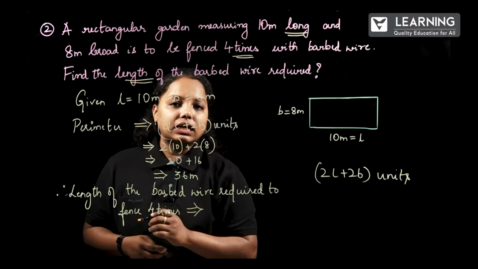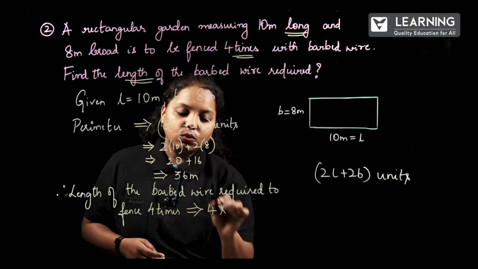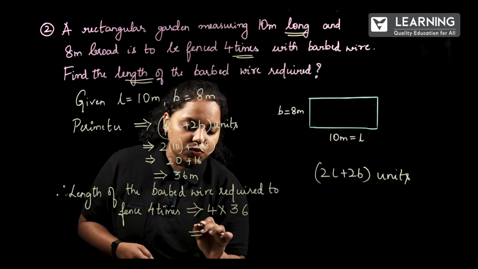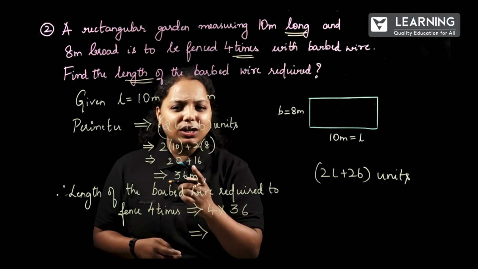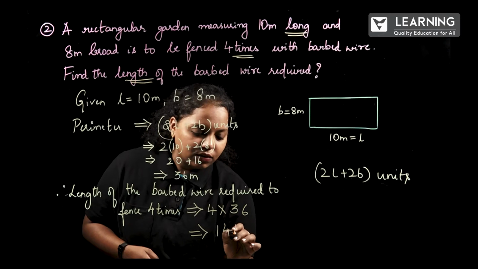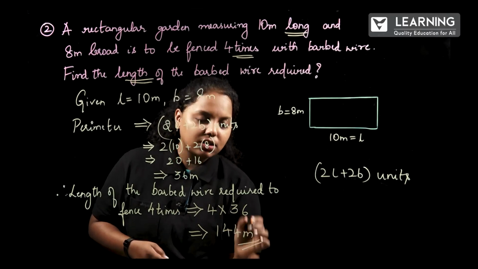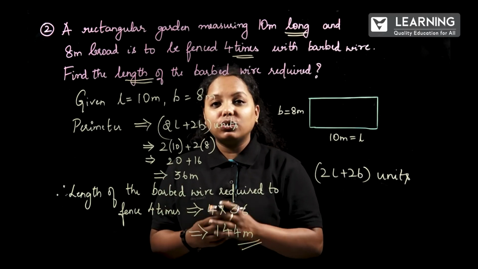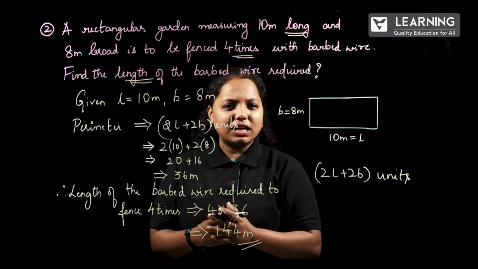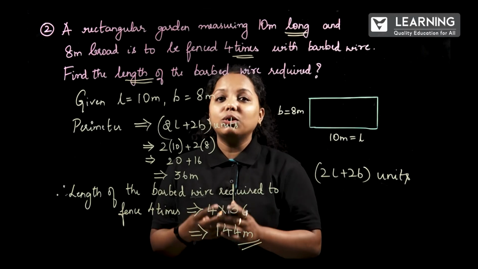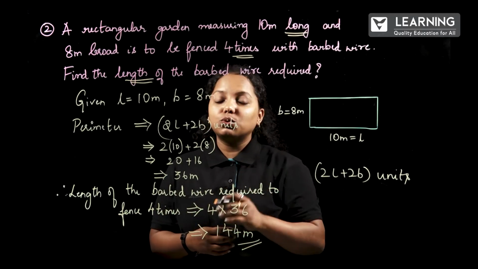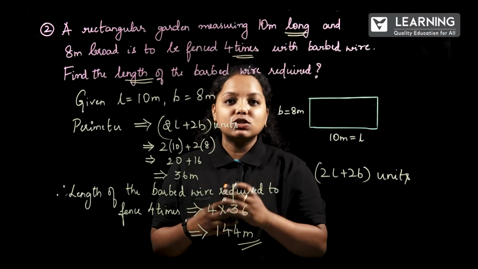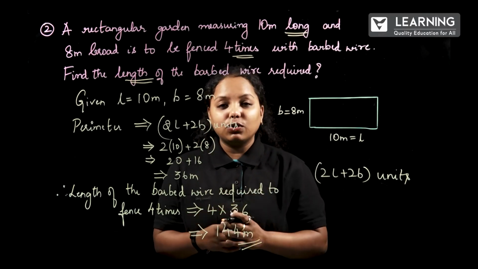That is nothing but 4 into the perimeter. So, what is the perimeter? It is 36. So, what is 4 into 36? I hope you are doing along with me. It is 144 meters. So, this is what you have to end up with. This you might get 3 marks for. The previous question you might get 2 marks, but since this has one extra step, students usually forget it. They will do the perimeter, but they usually forget it is 4 times. So, this you will be getting 3 marks for.